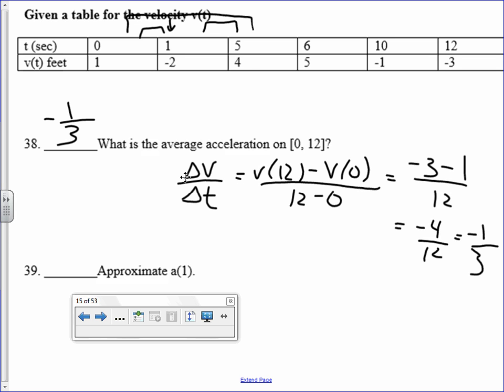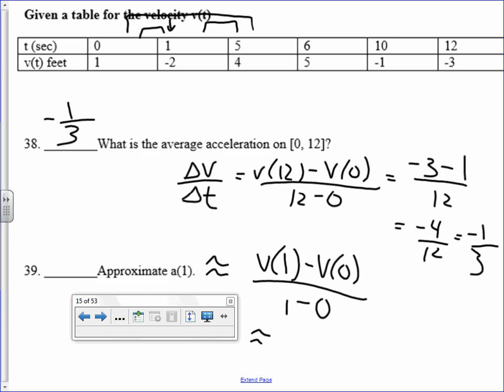So we're going to take v of 1 minus v of 0 over 1 minus 0. V of 1 is negative 2. V of 0 is 1 over 1. So it's approximately equal to negative 3. Acceleration at time 1 is approximately equal to negative 3. As long as you show what points you're using and those points are there or nearby, you're good.